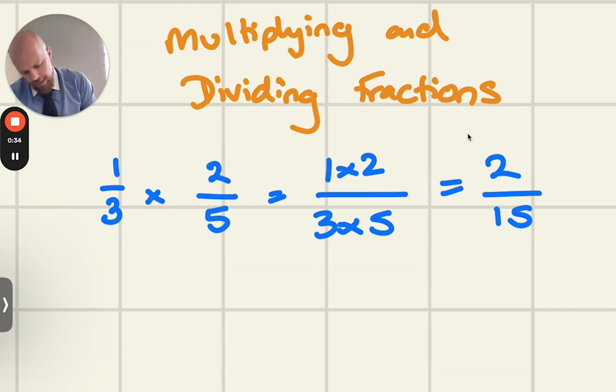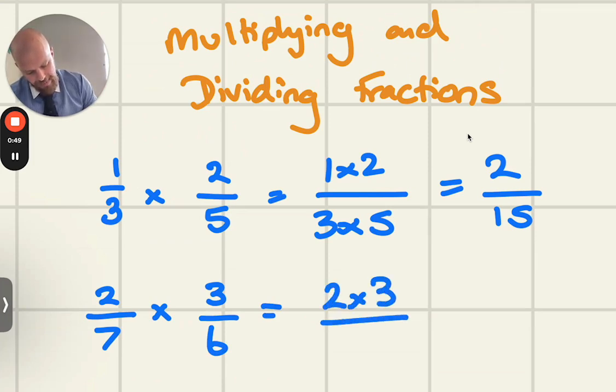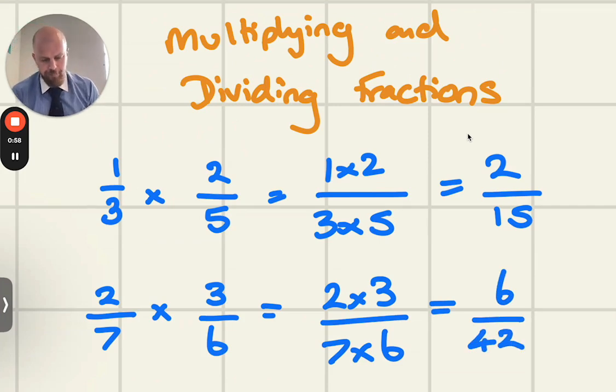Let's do another example. Let's say I have 2 over 7 times 3 over 6. Now in this example, the numerators are 2 and 3. We multiply 2 times 3 together on the top, and the denominators are 7 times 6. 2 times 3 is 6. 7 times 6 is 42. Now in the previous example, we didn't simplify the fraction down, and that's because we couldn't. But in this case, we can. We can divide the top and bottom by a common factor, in this case 6, and that leaves me with a 1 on the top and 7 on the bottom. So the final answer is 1 over 7.